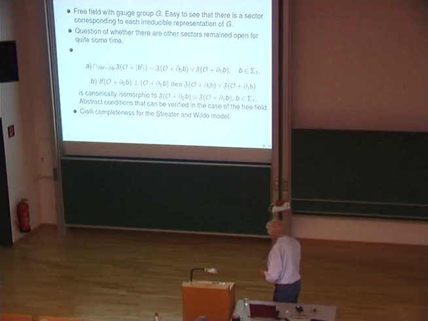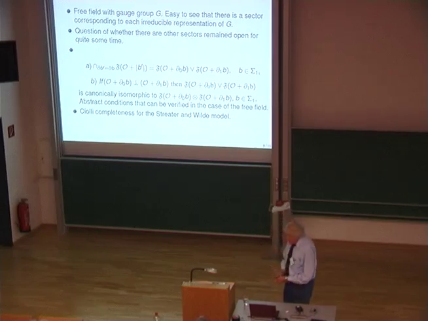The second condition says that if you have space-like separation, O of D0 of B is space-like to O of D1 of B, then the algebra that is generated by F of O plus D0 of B and F of O plus D1 of B is canonically isomorphic to F of O plus D0 of B tensor with F of O plus D1 of B. And these are abstract conditions, but they're abstract conditions that can be verified in the case of the free field.